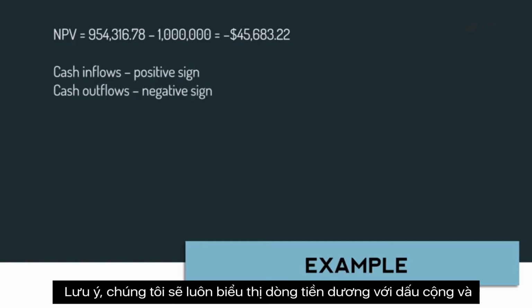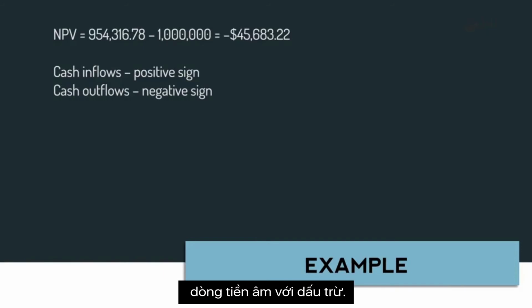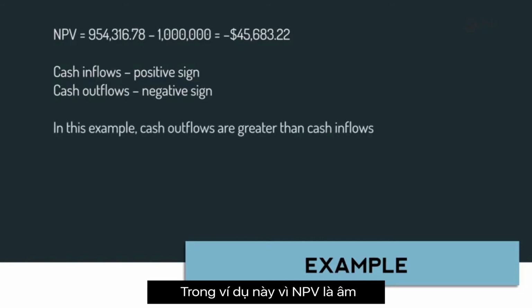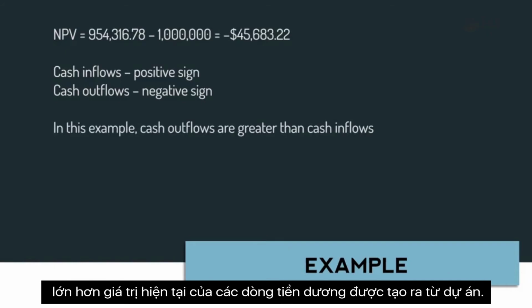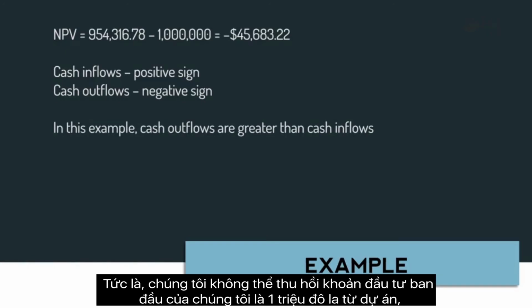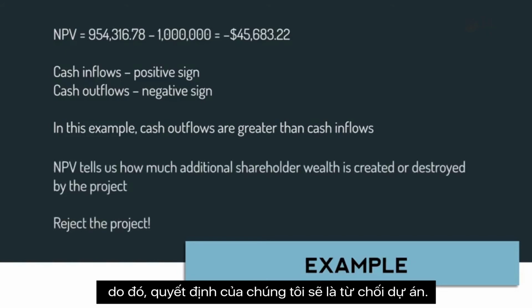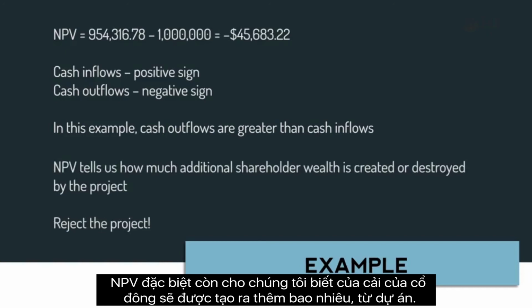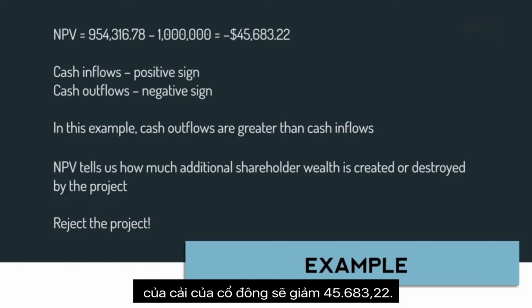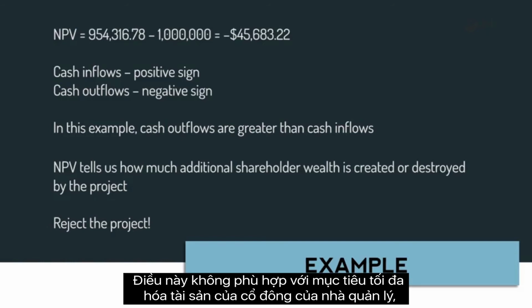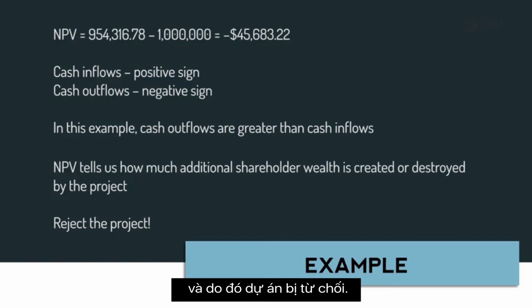Note, we will always denote cash inflows with a positive sign and cash outflows with a negative sign. In this example, since the NPV is negative, it is telling us that the present value of outflows are greater than the present value of inflows generated from the project. That is, we do not recover our initial investment of $1 million from the project. Hence, our decision would be to reject the project. The NPV specifically tells us how much additional shareholder wealth is created or destroyed by the project. Here, the negative NPV tells us that if the company were to accept the project, shareholder wealth would reduce by $45,683.22. This is inconsistent with the manager's objective of maximizing shareholder wealth, and hence the project is rejected.